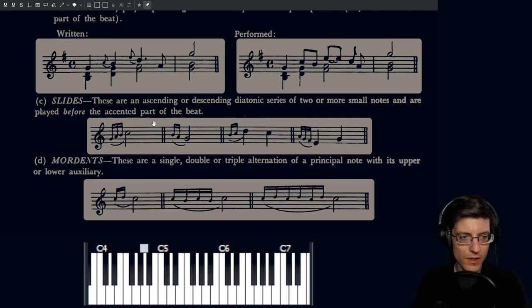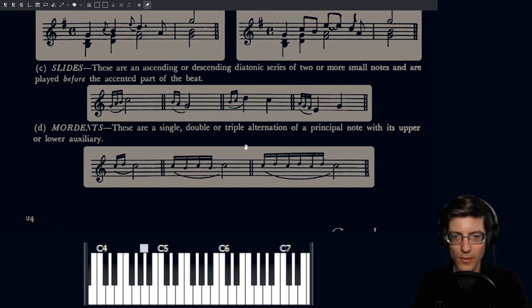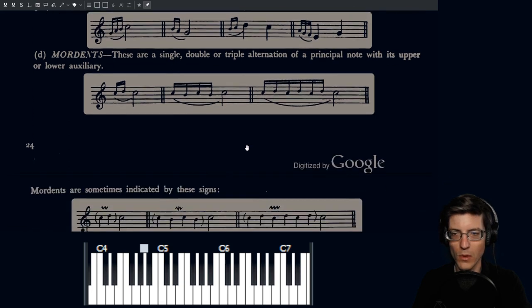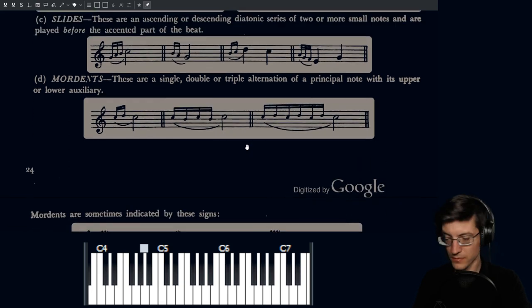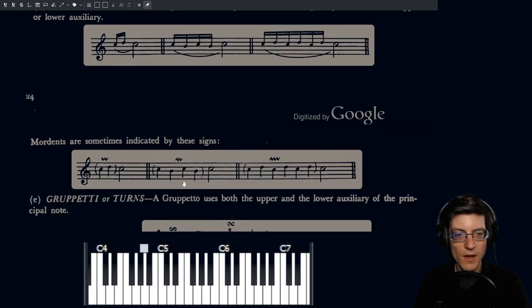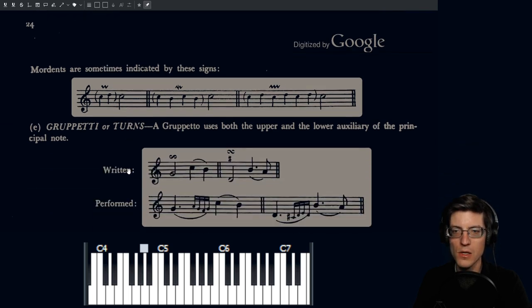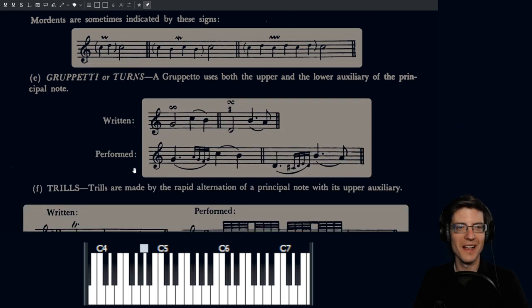What are mordants? Mordants, these are single, double, or triple alternation of a principal note with its upper or lower auxiliary. So those are mordants. They're sometimes also indicated by these pairs. Okay, so there's our mordants.